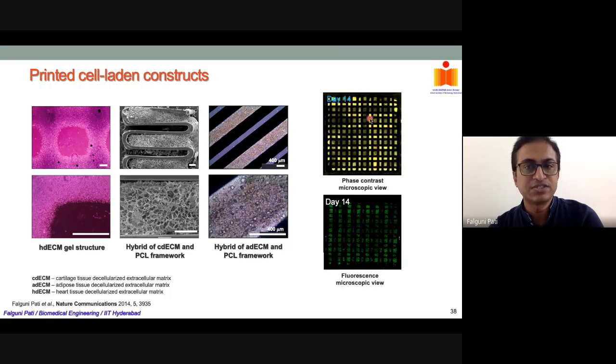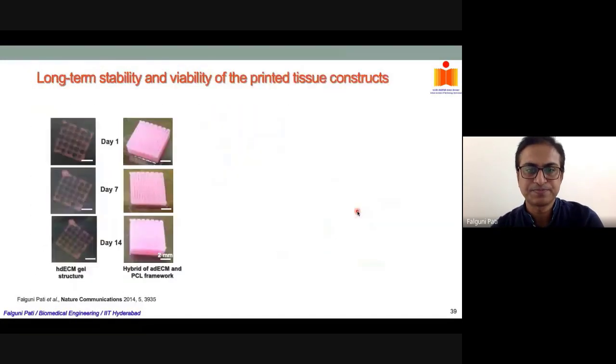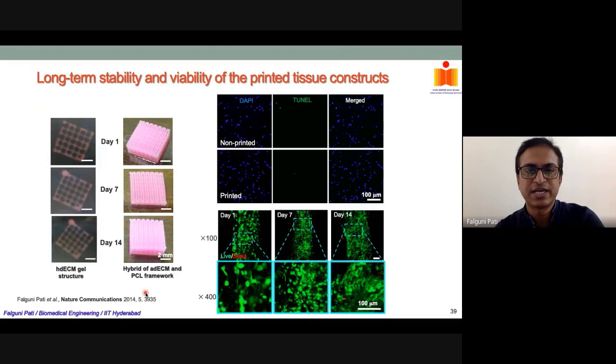So this hydrogel is very much stable till 14 days. Also, the cells are viable. This is viability data. These green dots are the live cells present within the structure. They are present everywhere. The structure is also stable long term, like till 14 days. It doesn't disintegrate. Also, the cells are viable. You see here, the green dots, those are the live cells that are present.